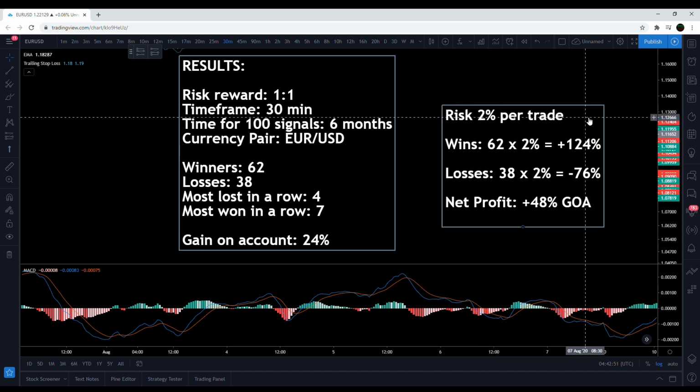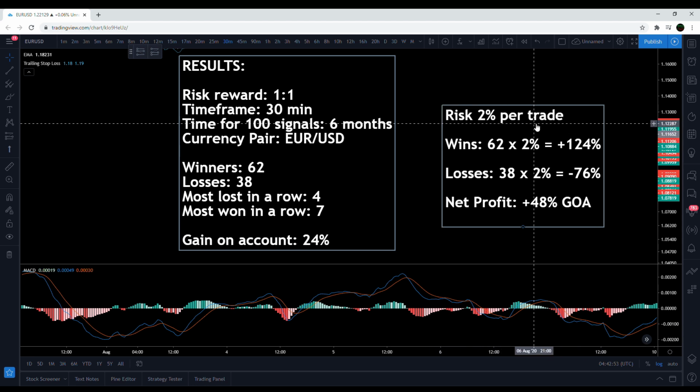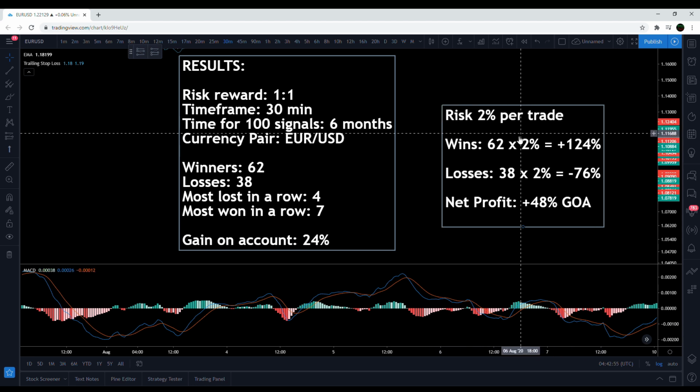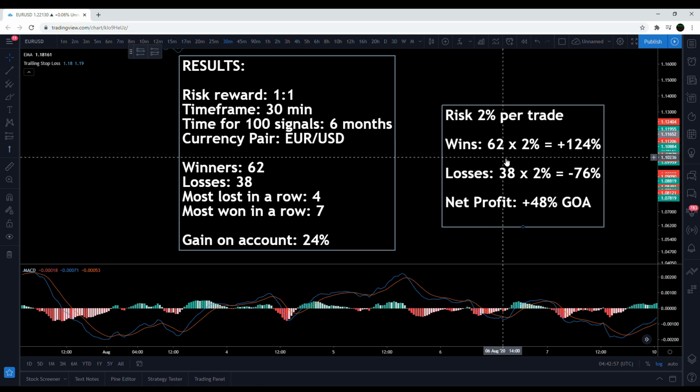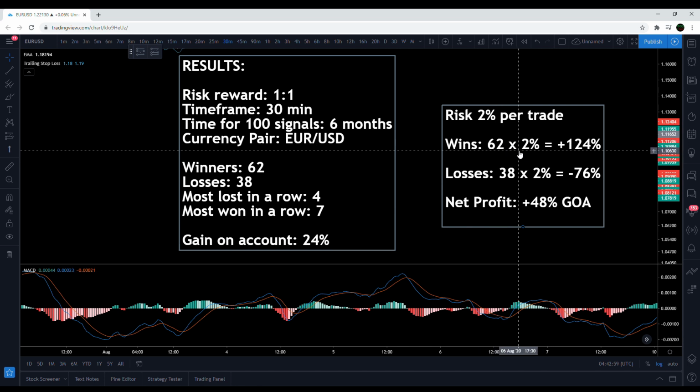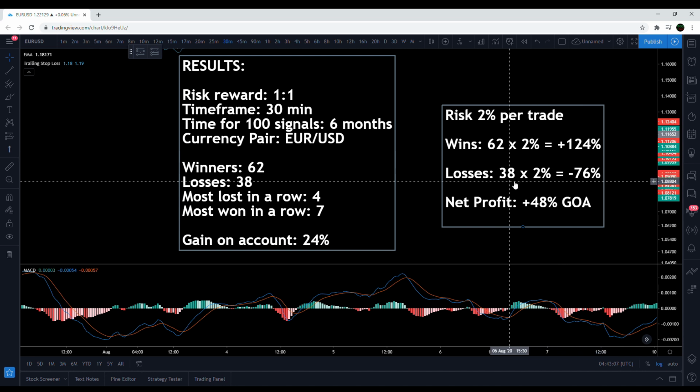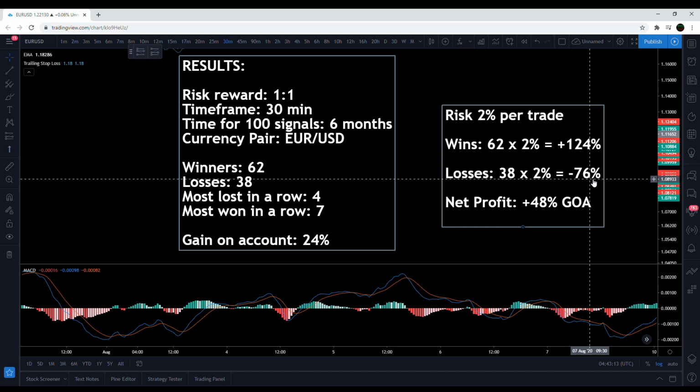So just doing the simple math here, if you risk 2% per trade instead of 1%, you're looking at 62 wins times 2% because you gain 2% each time you win. So you're looking at plus 124% on your account. And then for the losses, you're also having 38 times 2%, so minus 76% on your account.